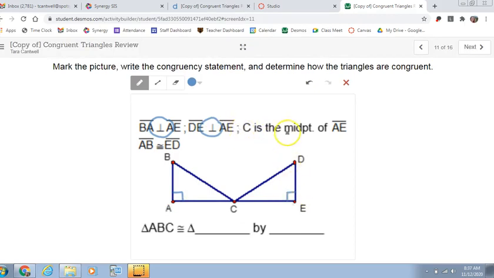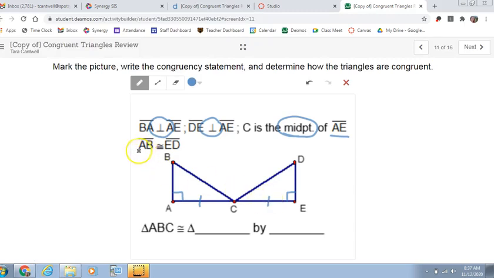We're also told that C is the midpoint of AE. Midpoint means we're going to have congruent parts. AE, that's our bottom part. So if C is the midpoint, it's in the middle. That means the part on the left and the part on the right are the same size. They're equal halves. So AC is congruent to CE.